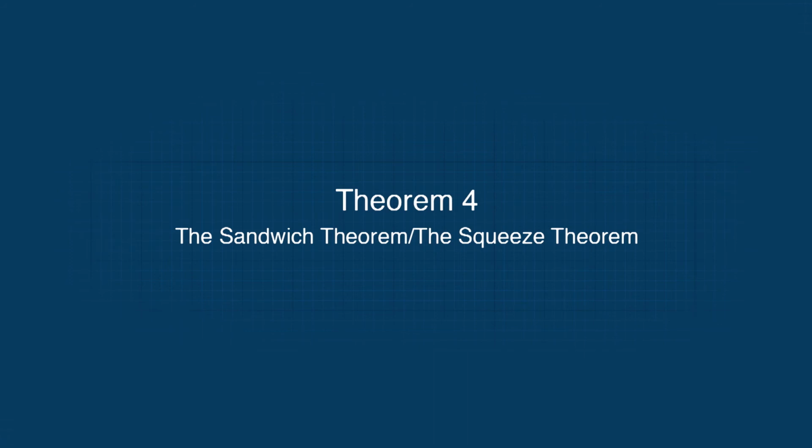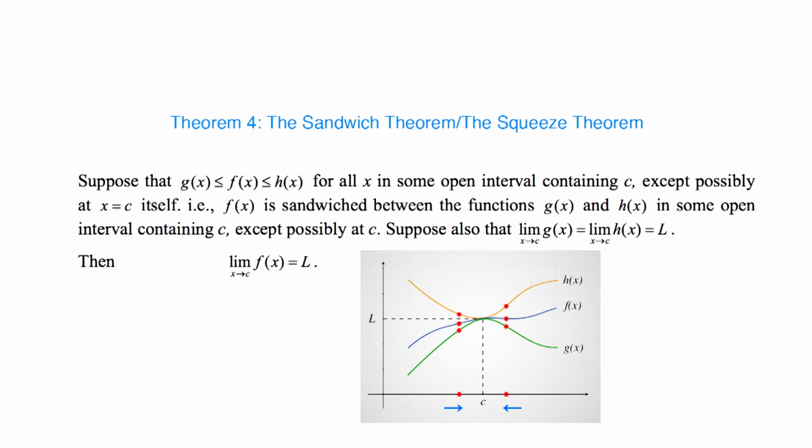Theorem 4, the sandwich theorem or the squeeze theorem. Suppose that g of x less than or equal to f of x less than or equal to h of x for all x in some open interval containing c except possibly at x equal to c itself. That is, f of x is sandwiched between the functions g of x and h of x in some open interval containing c except possibly at c. Suppose also that limit of g of x as x approaches c equal to limit of h of x as x approaches c equal to L. Then limit of f of x as x approaches c is L.